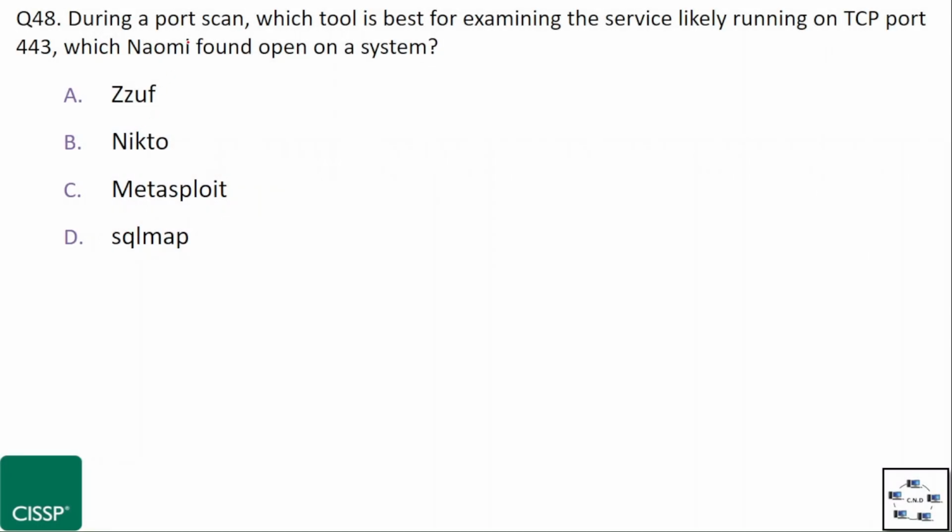Question number 48. During a port scan, which tool is best for examining the service running on TCP port 443, which Naomi found open on a system? So port 443 is again the HTTPS port. And the options are option A, ZZUF, option B, Nikto, option C, Metasploit, and option D, SQLMap. And the correct option is option B, Nikto.